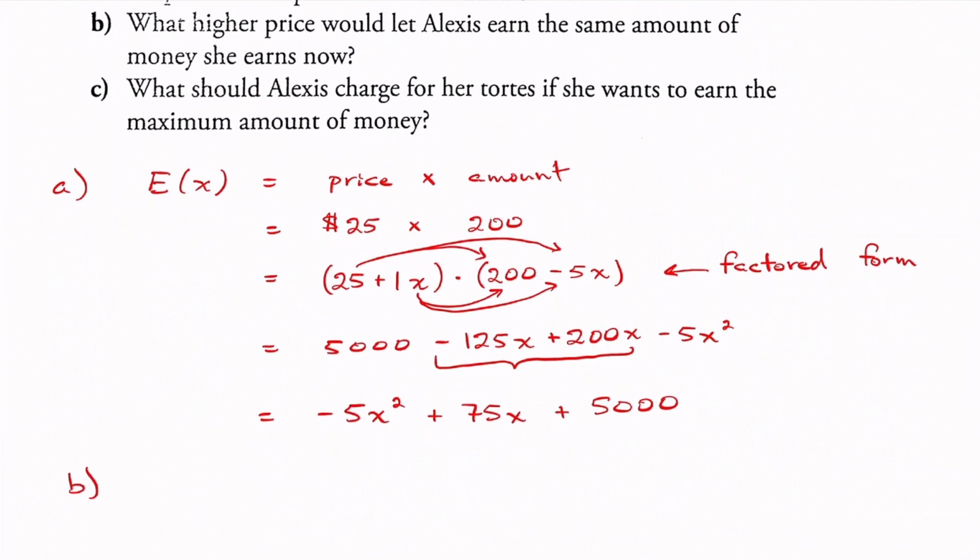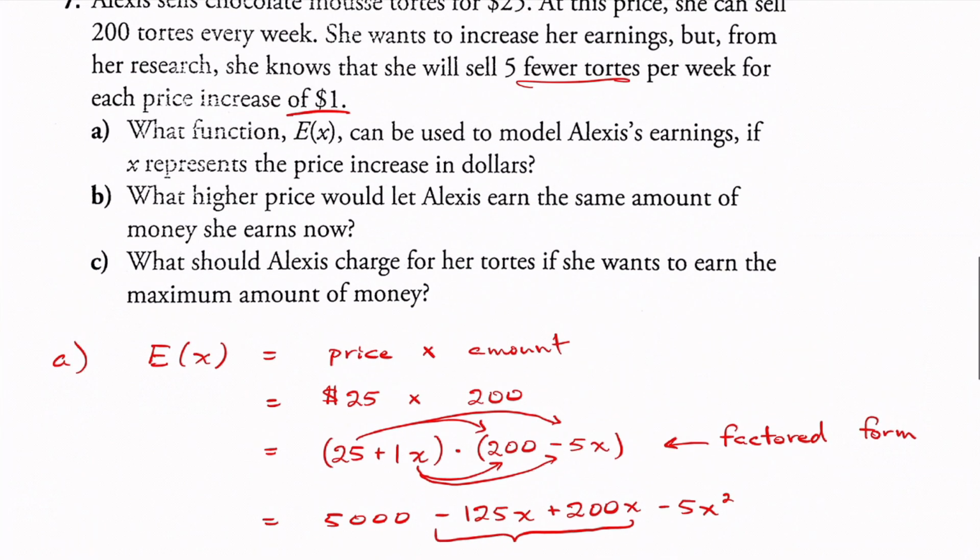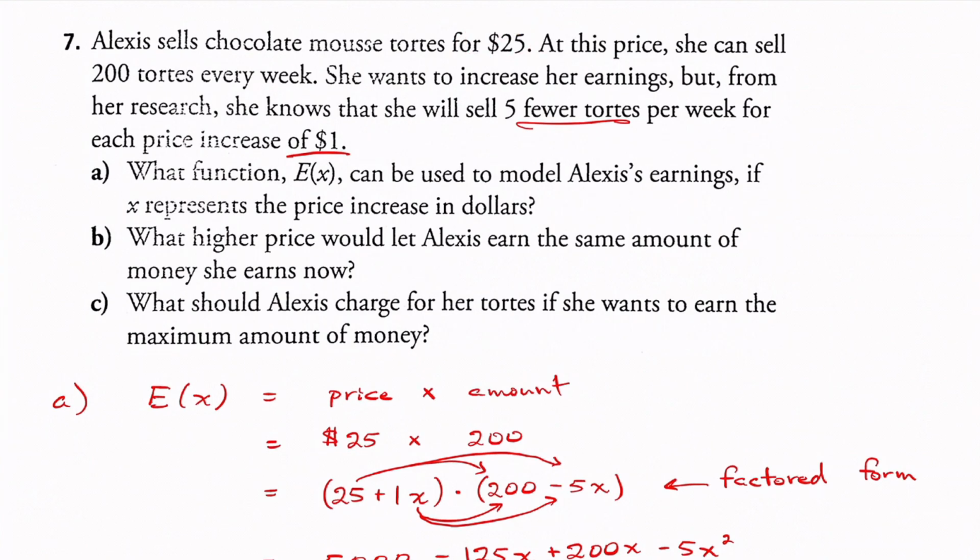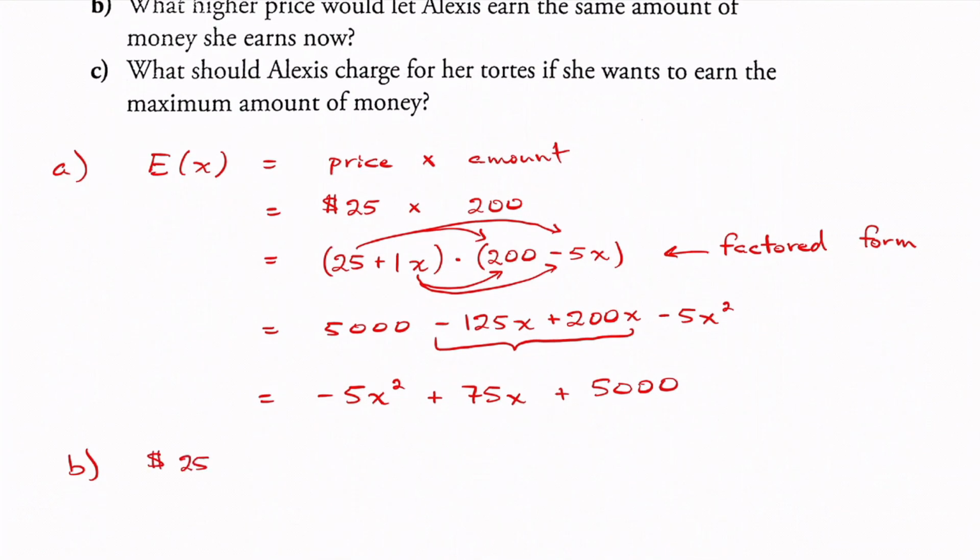For part B, it asks, what higher price would let Alexis earn the same amount of money she earns now? Okay, so right now it said she earned $25 for each of these chocolates, and she sold 200 of these in the week. So if I multiply 25 by 200, that's going to tell me how much she has made. Okay, and that gave me $5,000. So we want to find another point on the curve that also gives me 5,000.